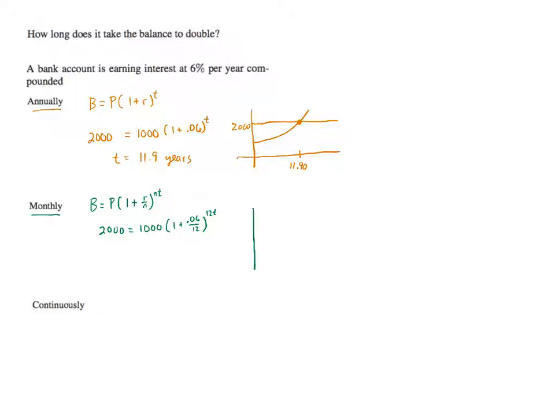And so we could graph this. Here's our 2,000, and here's our account that starts at 1,000 and grows. So what we want to do is find that point along the graph where it reaches the 2,000 mark. And as it turns out, that would take place at 11.58 years. So if we were to solve the equation, we should get t equals 11.58 years.